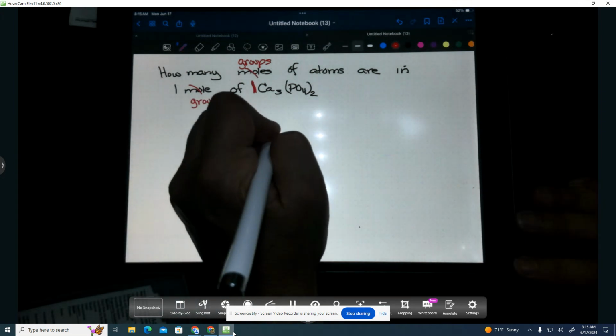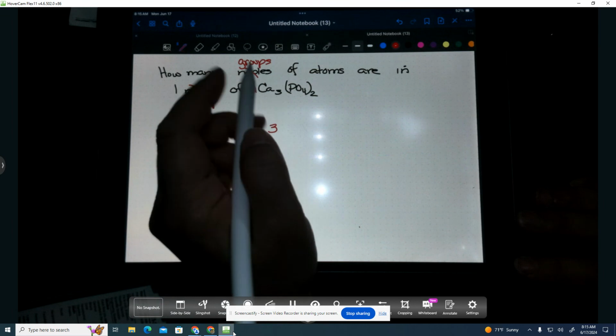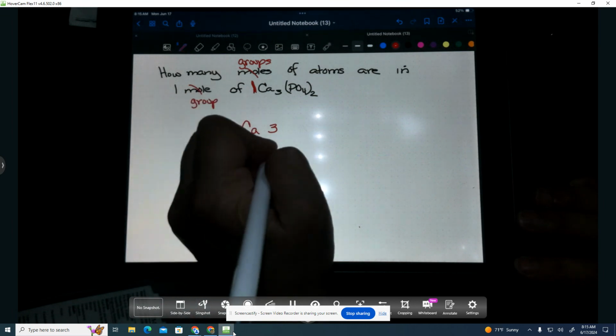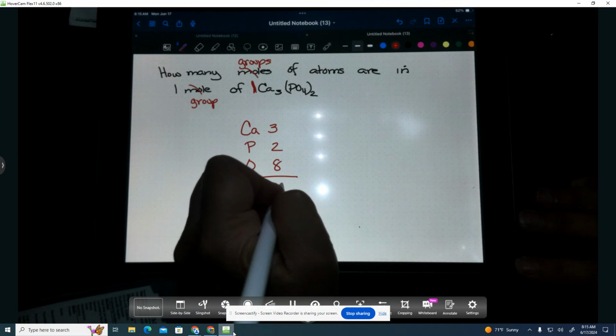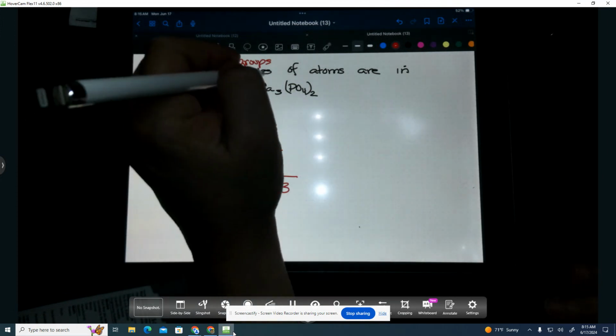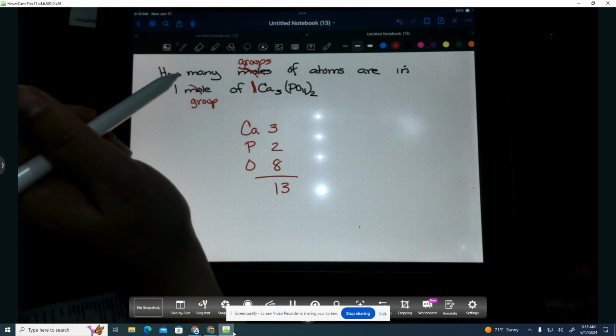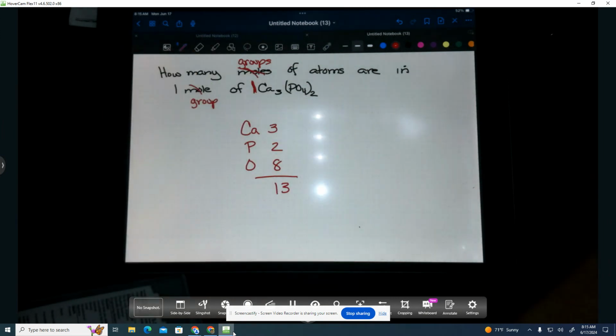Well, you have 3 calciums. That's 3 groups of calciums in here. You've got 2 phosphorus, and you've got 8 oxygens, which gives us a total of 13 groups of atoms. The word mole is what's throwing you off. The only thing they're asking you is how many atoms are in 1 Ca3(PO4)2. How's that? Better? Get rid of the word mole and just read it like that.